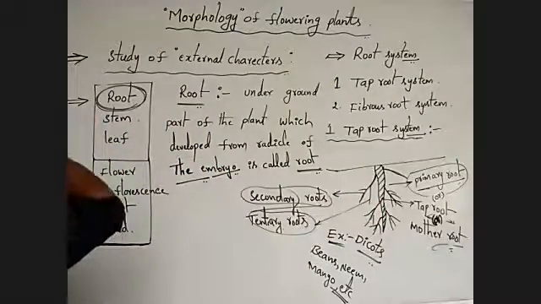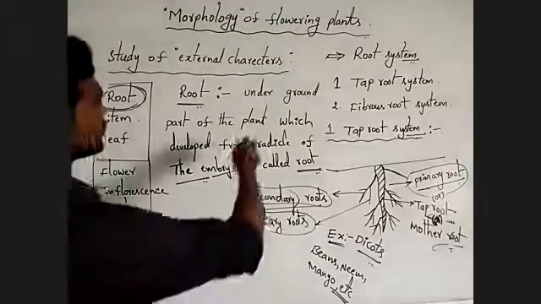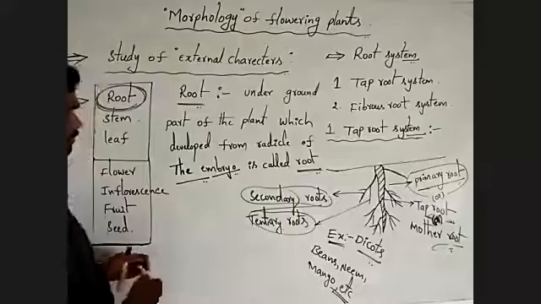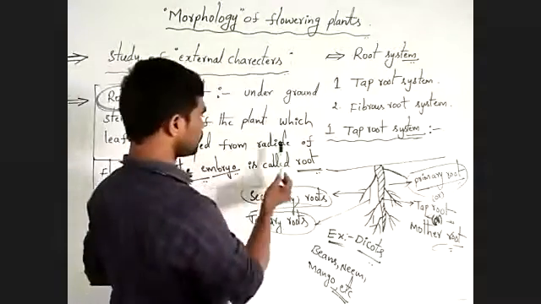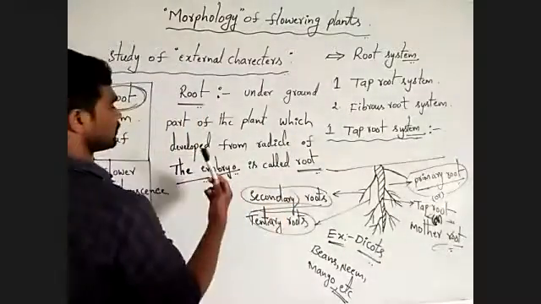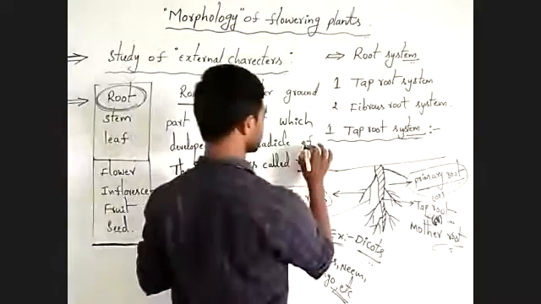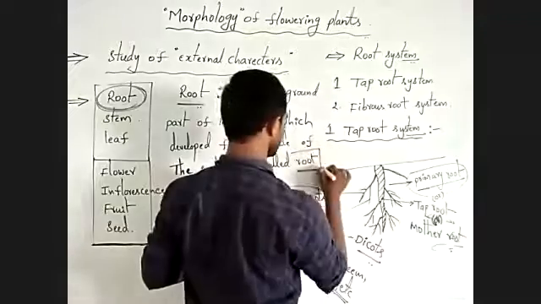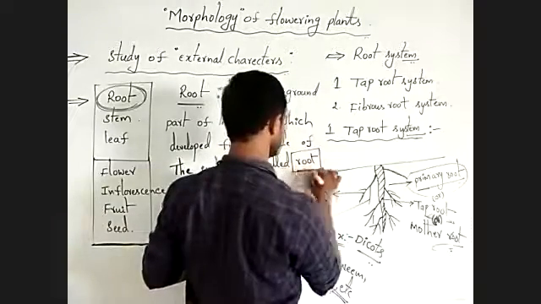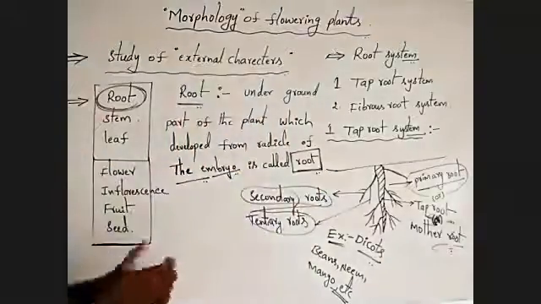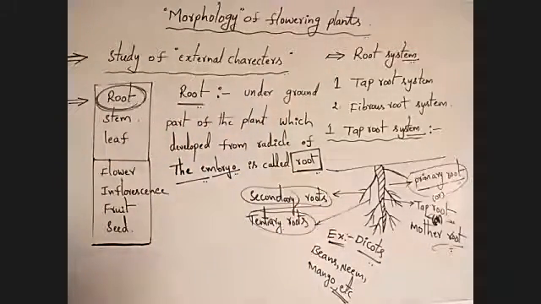Observe once carefully. Root means the underground part of the plant which develops from the radicle of the embryo. It is called root. Okay. Next.